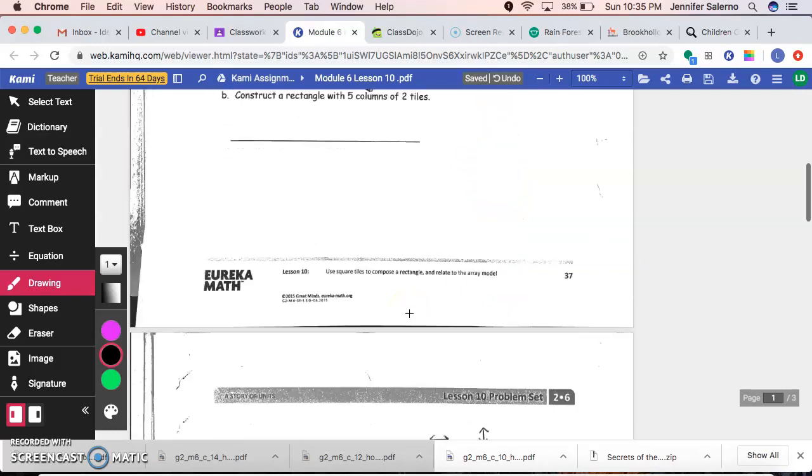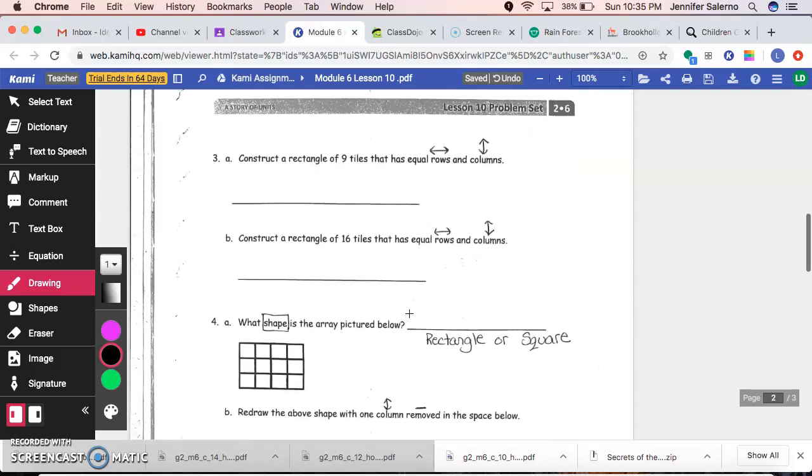All right. Then you're going to come down to your second page, which now they want you to make a rectangle. They're telling you that it has to have a total of 9 tiles, and it has to have the same amount of rows and columns. So they want you to kind of experiment. You can create this however you want to, okay? It just can't have more than 9 tiles, okay? It has to have 9 tiles.